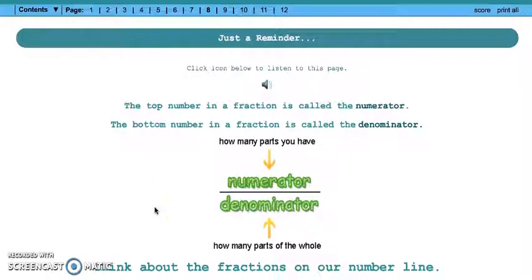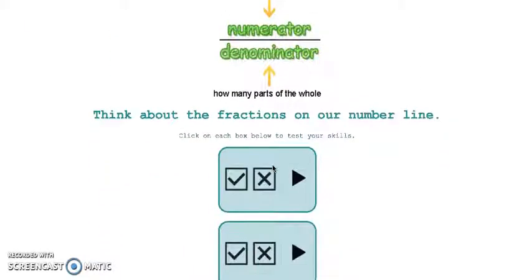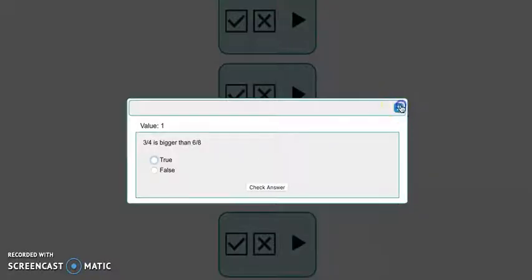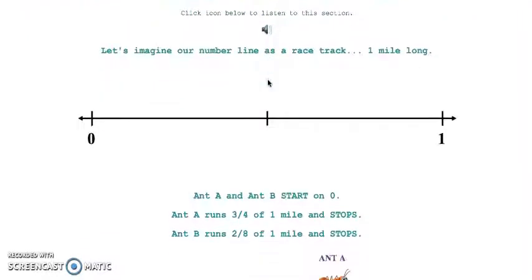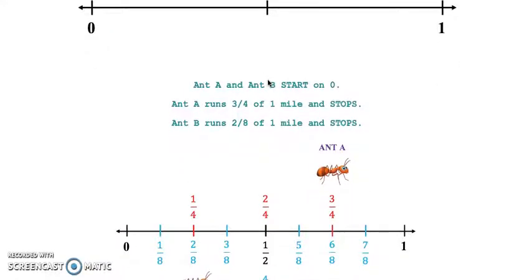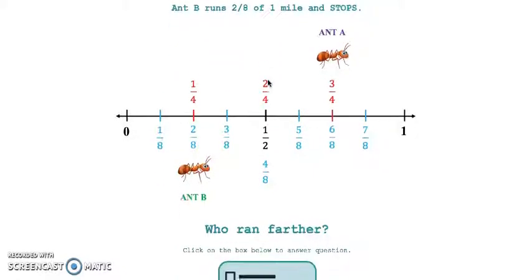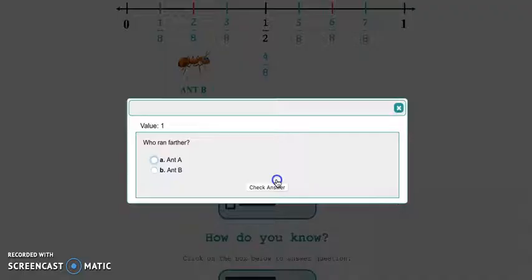Page 8 reminds the students about the numerator and denominator of a fraction and provides them with a visual representation of the two. On this page, the students have 5 true or false questions to answer about fractions. The next page contains the ant races activity, where the students are given word problems based on 2 ants racing to different points on the number line. The word problem asks a question which requires the students to use the number line and compare 2 fractions. Students respond to the word problem by clicking on the pop-up quiz questions and answering them.